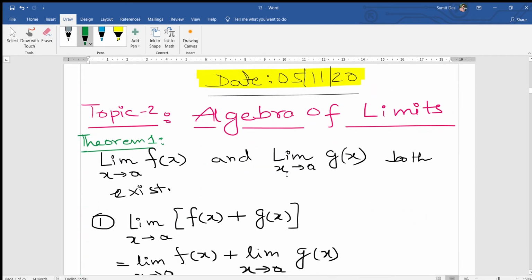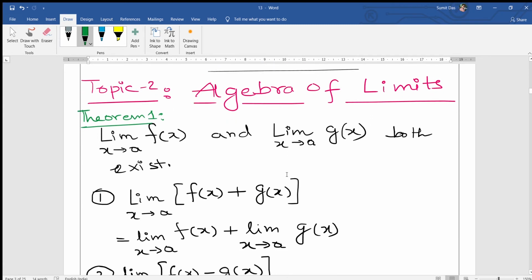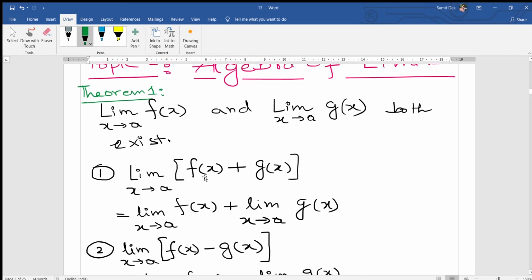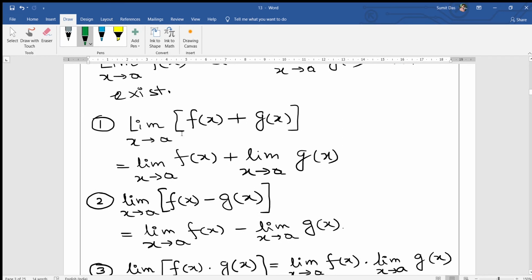Let me discuss the algebra of limits. Algebra is very simple. It is also known as theorem one. It says that the limit as x tends to a of f(x) plus g(x) you can just open the bracket and split, like limit x tends to a of f(x) plus limit x tends to a of g(x), just like normal numbers.